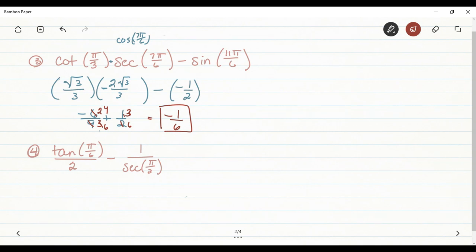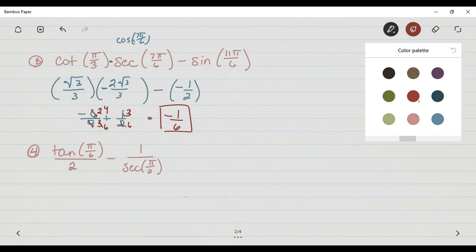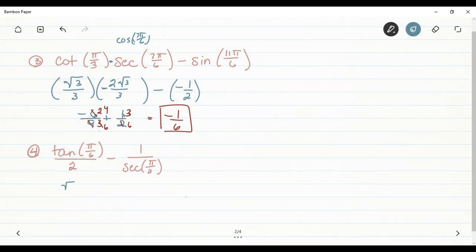All right, so number 4, tangent pi over 6 divided by 2. And then we have 1 over the secant of pi over 3. Tangent of pi over 6 in quadrant 1 is equivalent to radical 3 over 3, which I'm going to divide by 2. This expression, 1 over the secant, is equivalent to cosine of pi over 3. So let's evaluate that instead, since they are the same.